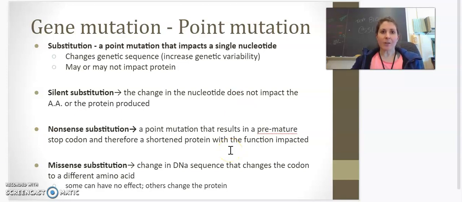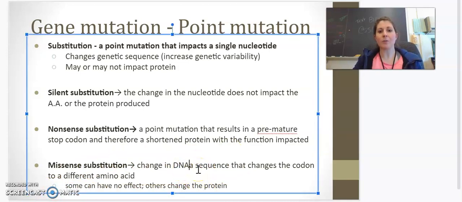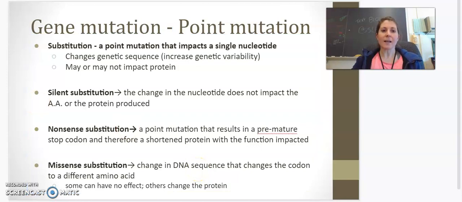The last type is called a missense substitution. It's going to be a change in the DNA sequence, and it's going to change the codon to a different amino acid. Sometimes they have an effect, but sometimes it doesn't. It just depends. But the key here is that the missense changes the amino acid. So silent doesn't change the amino acid, nonsense causes a premature stop, and missense changes the amino acid, but it may or may not have an effect.